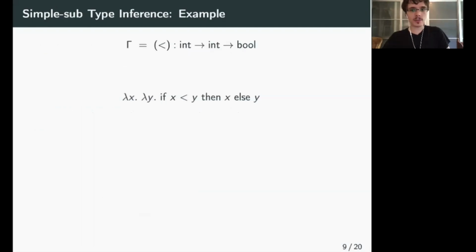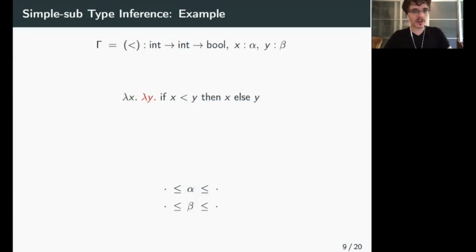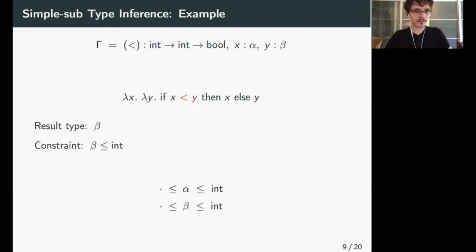Going back to our example, we look at the outer lambda again. We extend the context with a new type variable, as before. Same for the second lambda abstraction. We extend the context with a new type variable beta. Then we look at the condition again. The variable x has type alpha, but this time, instead of unifying alpha with int, we simply specify that alpha should be a subtype of int. So we register int as one of the upper bounds of alpha. We do the same for beta.